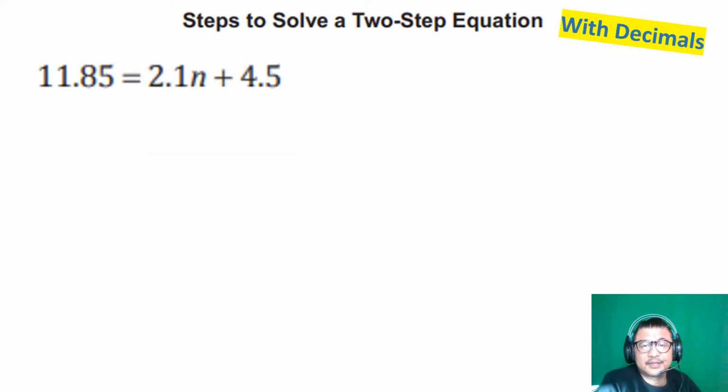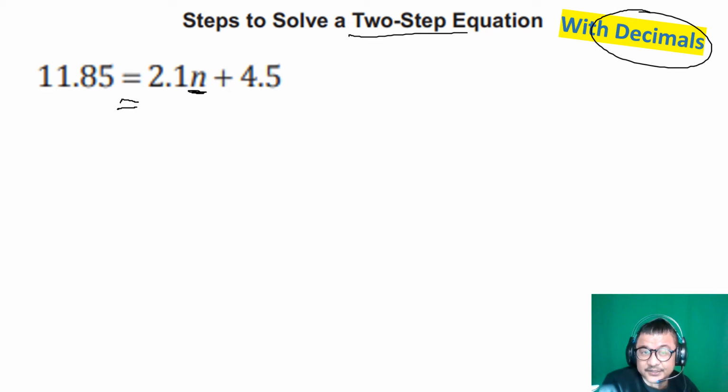Now let's do again two-step but with decimals. Don't be scared. It follows the same process. Now, check this out. The x, which is now an n, it could be any letter of the alphabet, is on the right side. It doesn't have to be on the left side all the time. You can maintain it on the right side. So eventually, n wants to be alone on the right side.